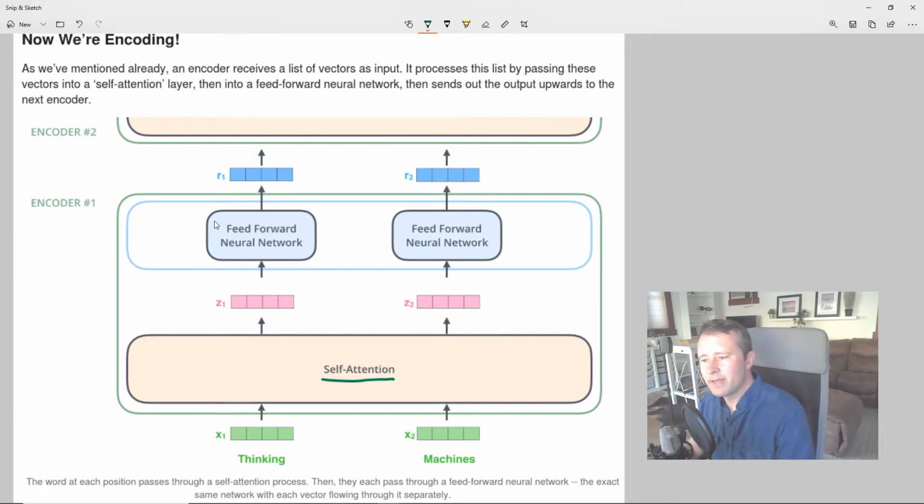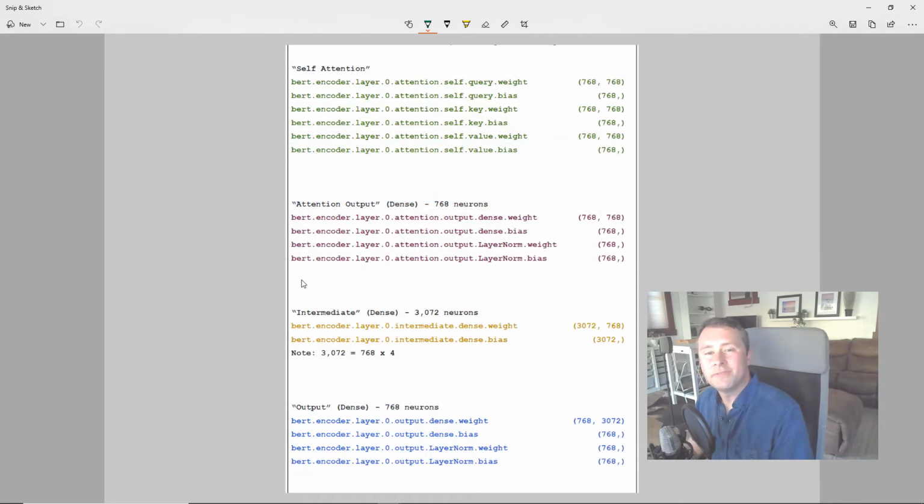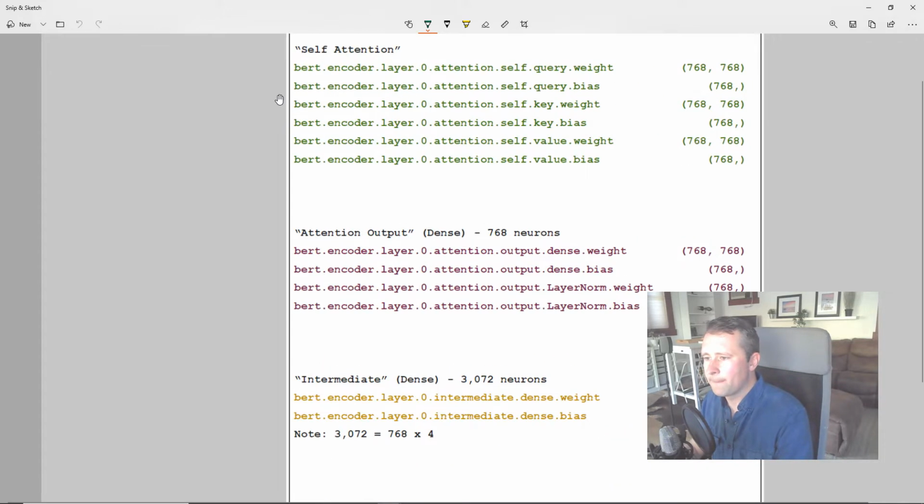And, you know, feed-forward neural network, this has got a lot of names. You could call it just dense layers or fully connected layers or multi-layer perceptron. It's just a very standard neural network, and it's applied to each of these embeddings. And it's the same network applied to all the embeddings. And we can see this feed-forward layer in the weights of the BERT architecture. So we've got the self-attention layer, then the output, and then these two correspond to that feed-forward neural network. So let's talk through the flow of data through this model here.